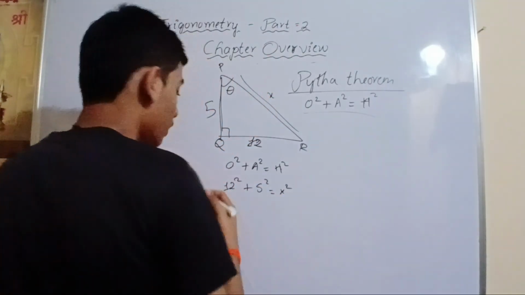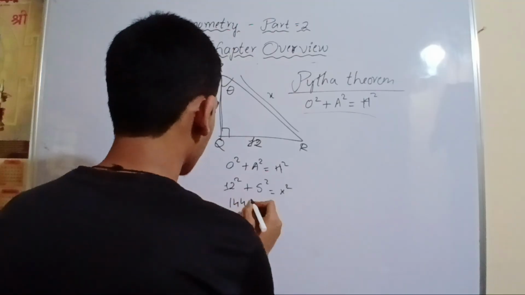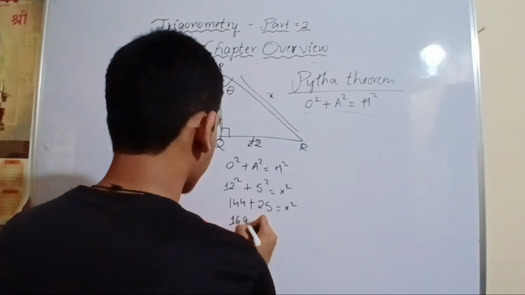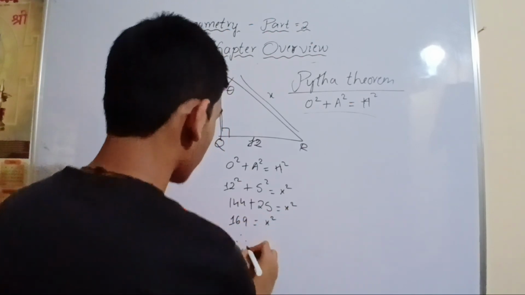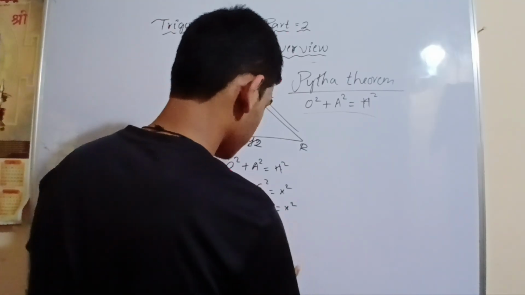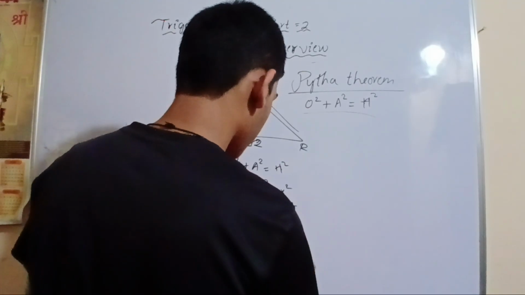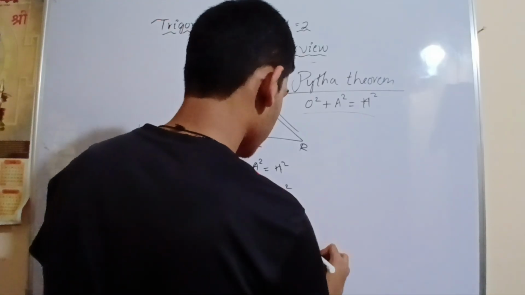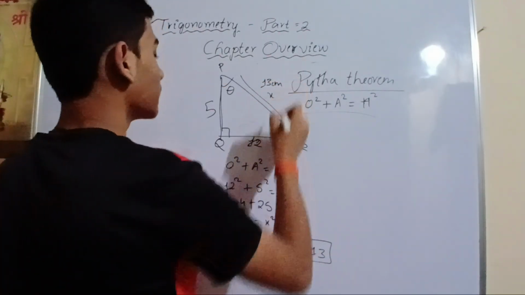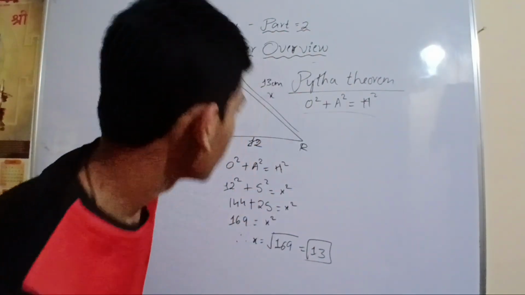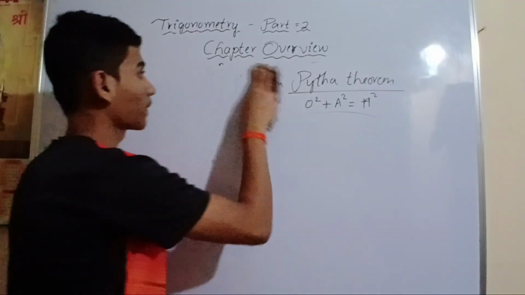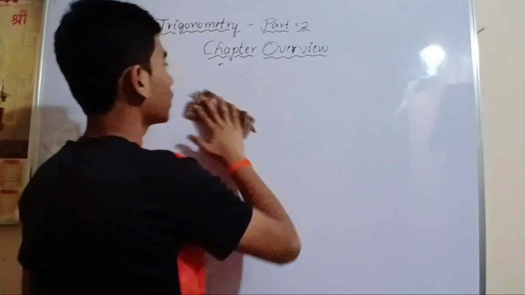What's 5 square? 25. 12 square is 144. 144 plus 25 is equal to x square. 169 is equal to x square. Therefore x equals root over 169, that is 13. So the length of this side is going to be 13 centimeters. Remember the Pythagoras theorem.